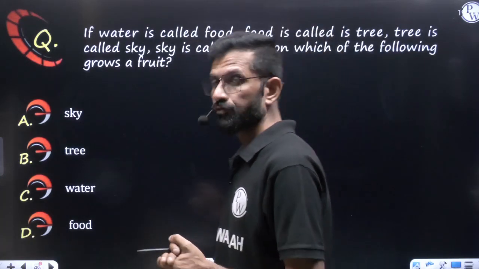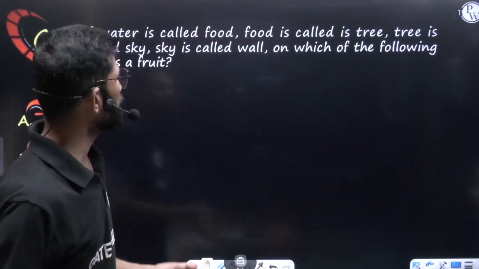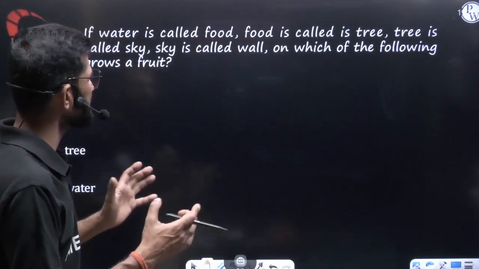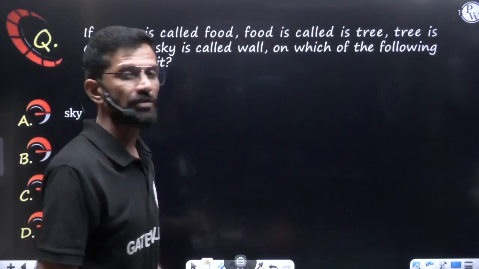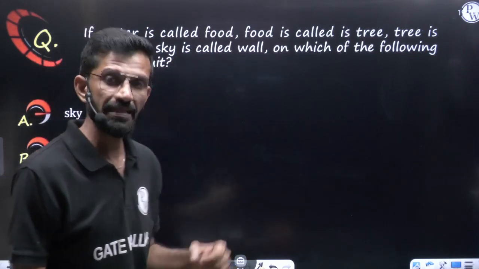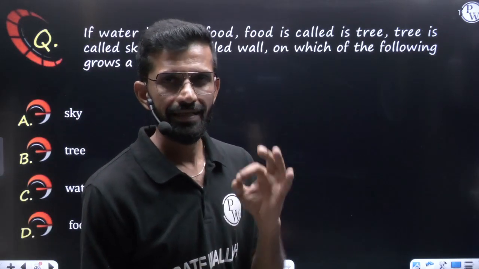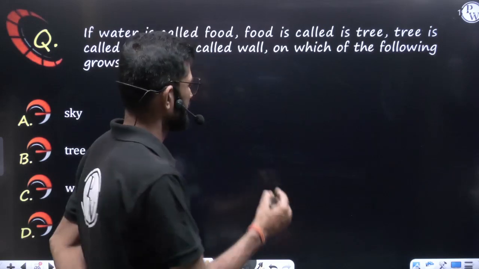If water is called food, food is called tree, tree is called sky, sky is called wall, on which of the following grows a fruit? For this sentence, I wanted to tell you one more important thing. Let us understand one thing, what I am saying.